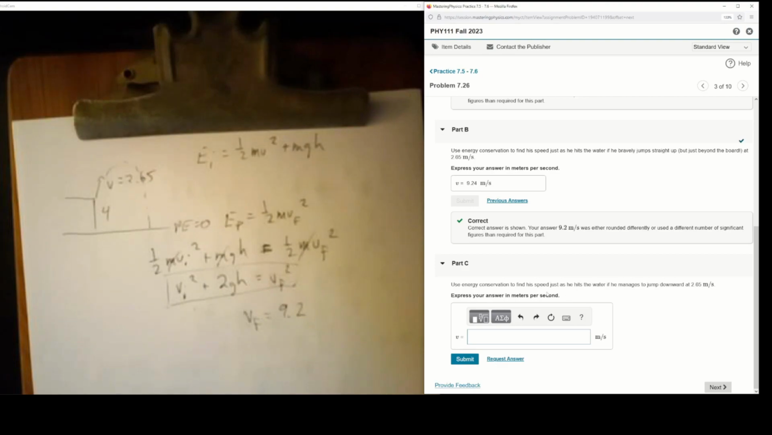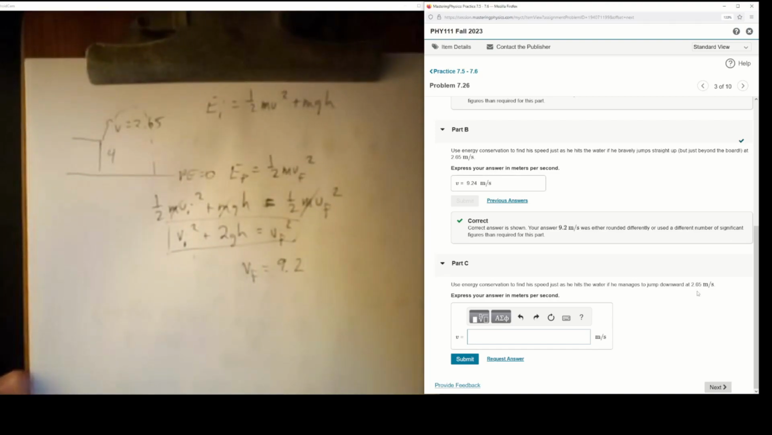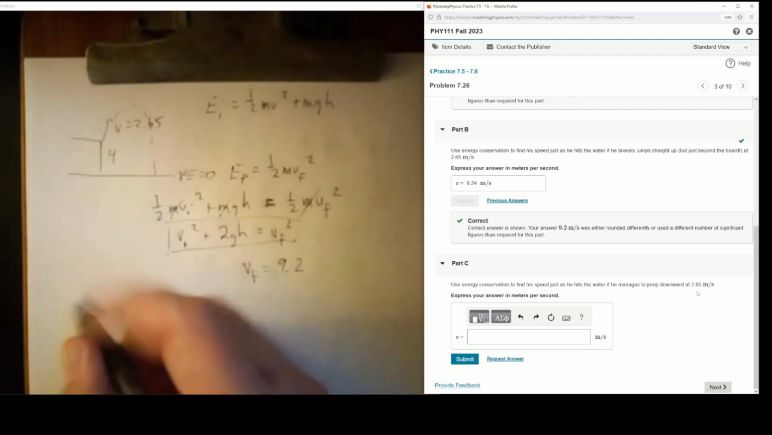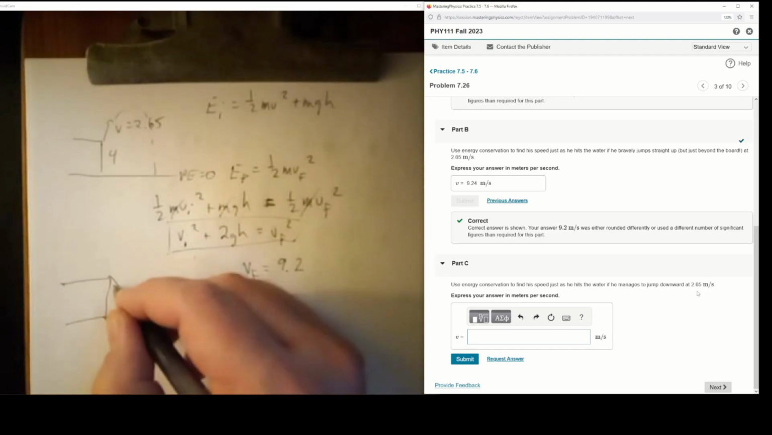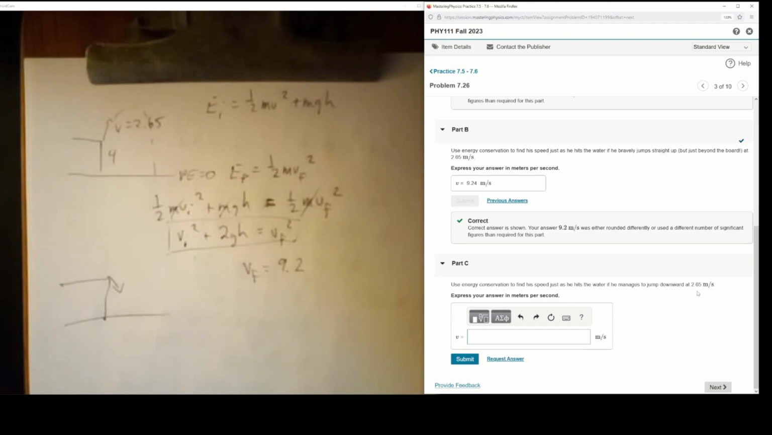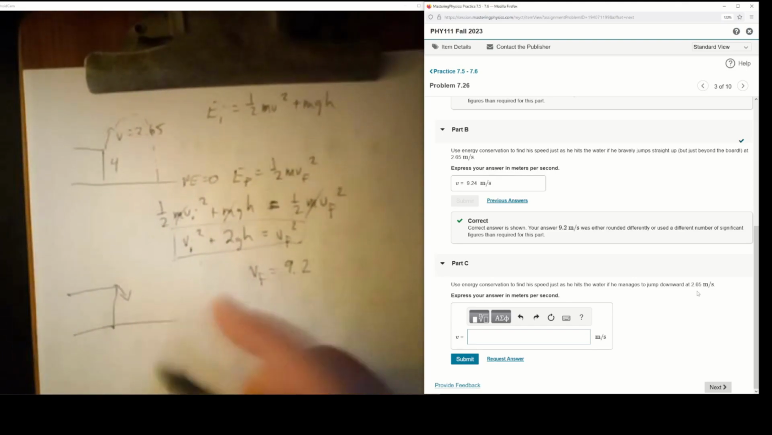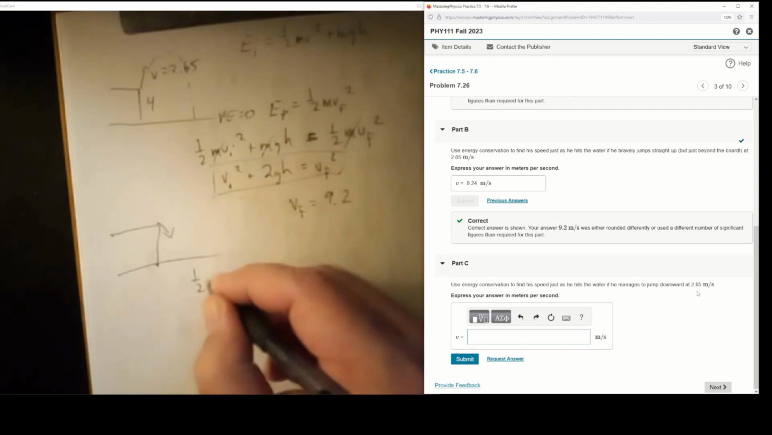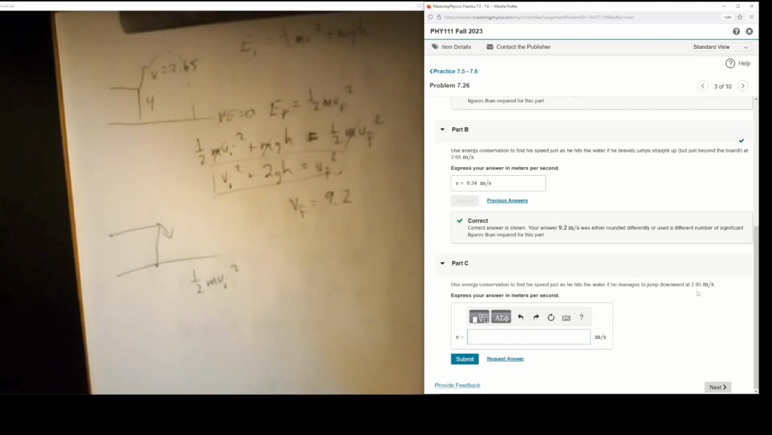And in part C, use energy conservation again to find his speed just as he hits the water if he manages to jump downward. So same deal. Energy is not a vector, so it's not concerned about direction. In part B, we're jumping up. In part C here, we're now jumping down, but it's still going to be exactly the same result because our initial energy is going to be 1/2 mv squared from jumping down.